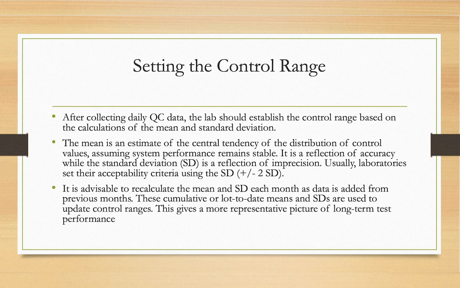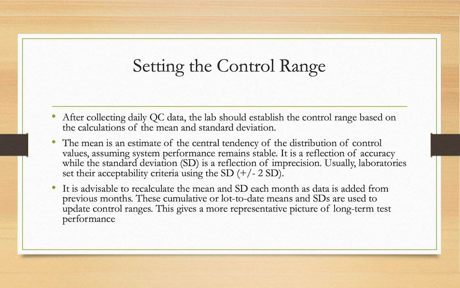Setting the control range. After collecting daily quality control data, the lab should establish the control range based on the calculations of the mean and standard deviation. The mean is an estimate of the central tendency of the distribution of control values, assuming system performance remains stable. It is a reflection of accuracy, while standard deviation, that is SD, is a reflection of imprecision.